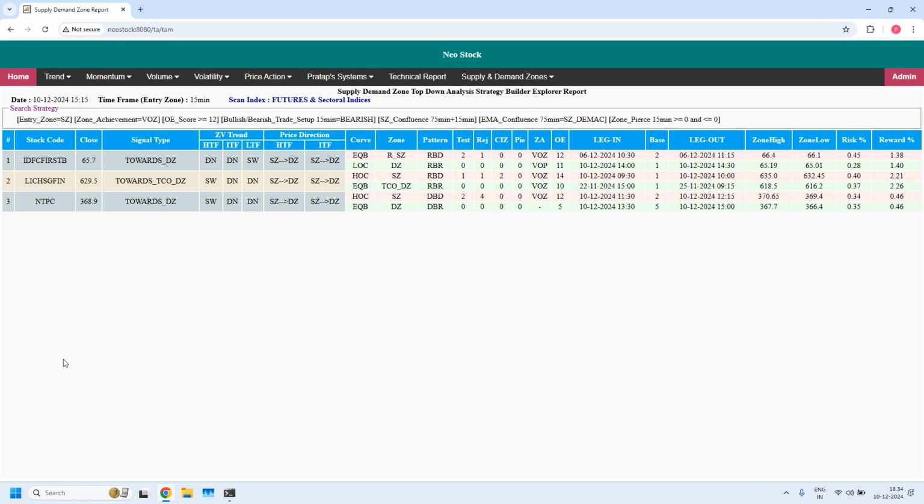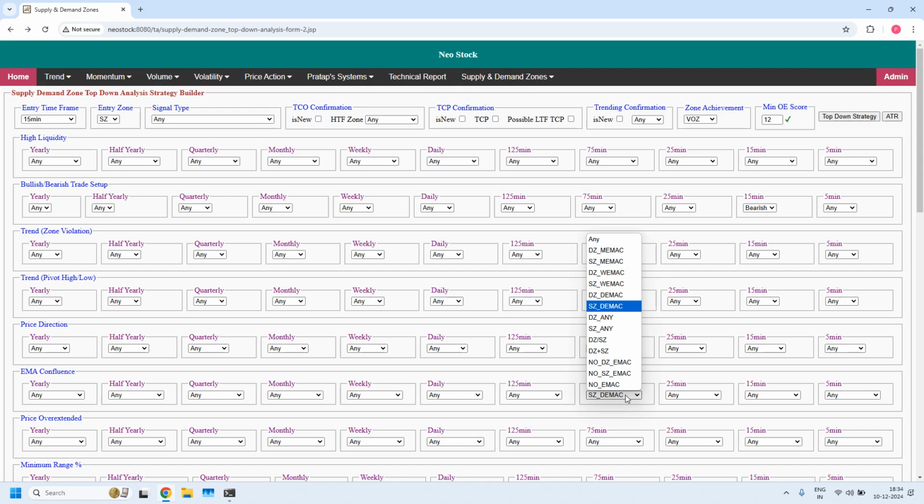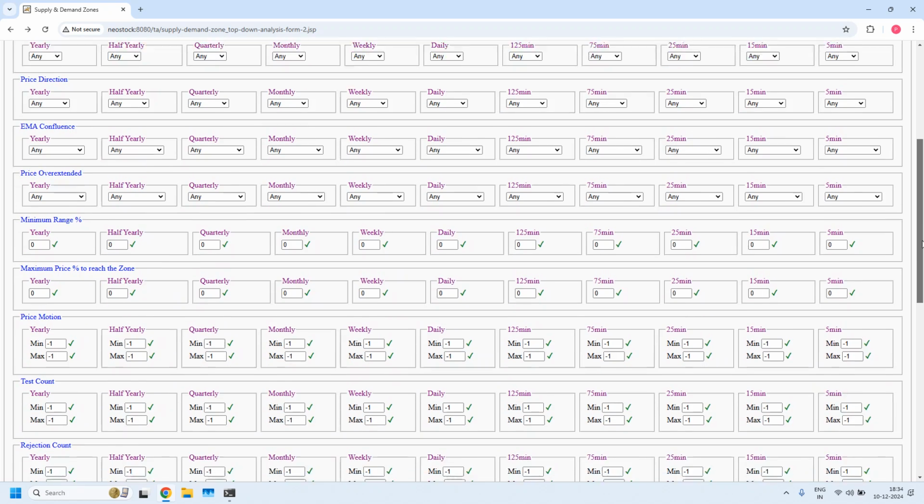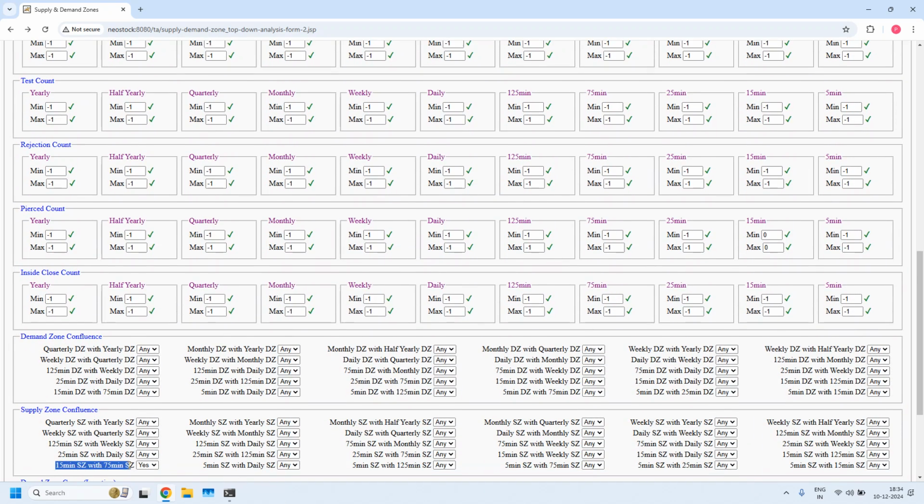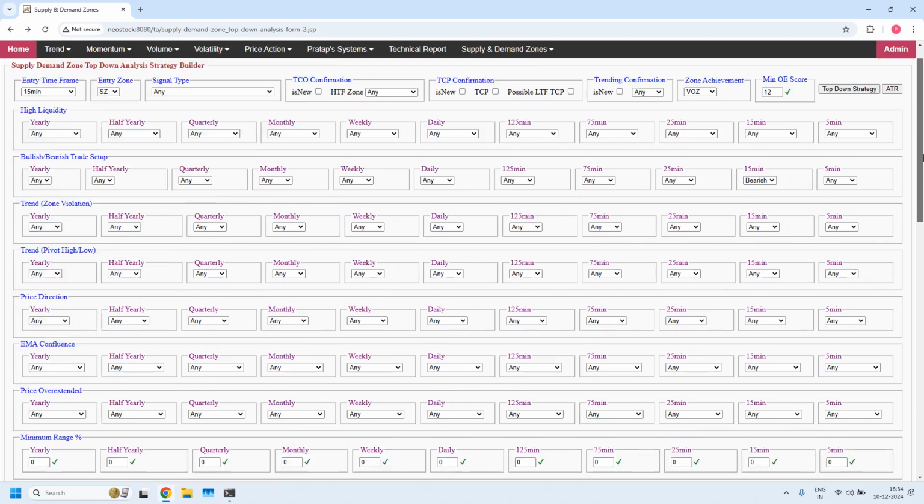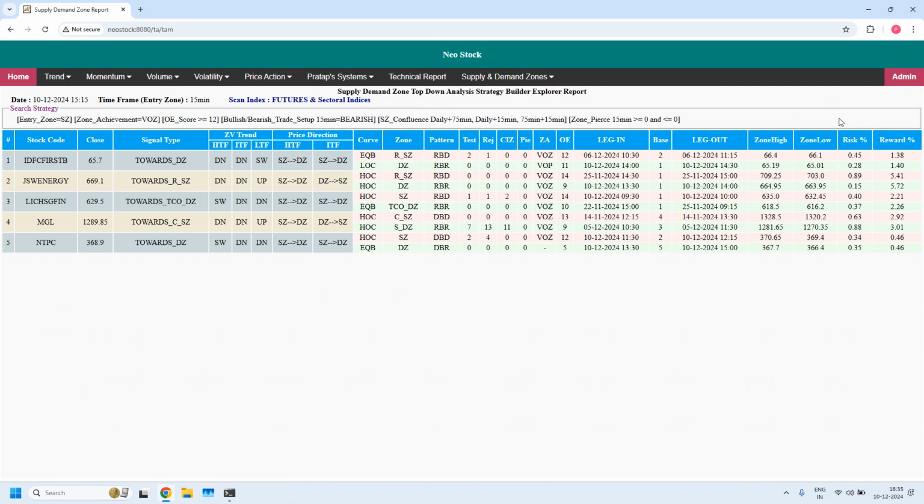Okay, now next filter is about LTF, ITF, HTF supply zone confluence. I am removing this EMA filter. LTF, ITF, HTF supply zone confluence, we need to set 3 filters. First filter is already enabled. Second filter 15 minute supply zone with daily supply zone confluence. Third filter 75 minute supply zone with daily supply zone confluence. With all the three filters, LTF, ITF, HTF, supply zone confluence, we got 5 stocks.